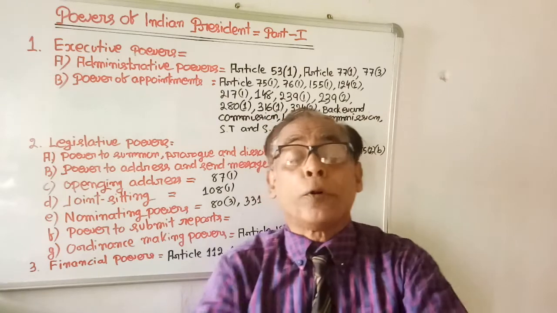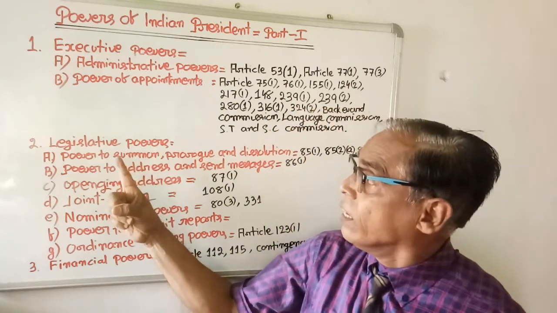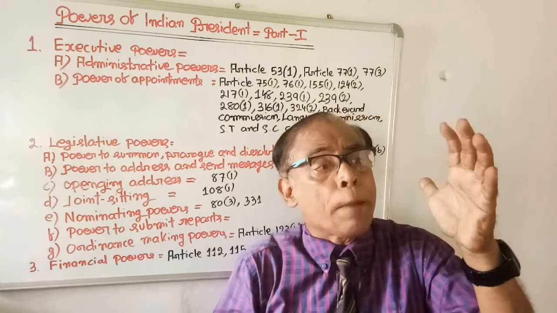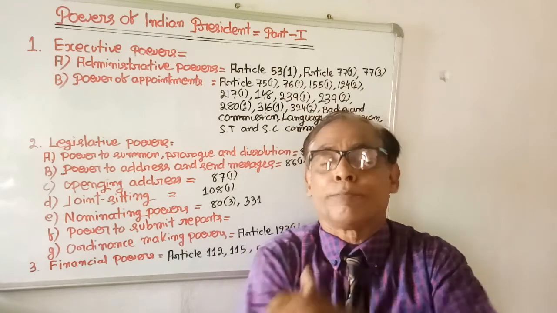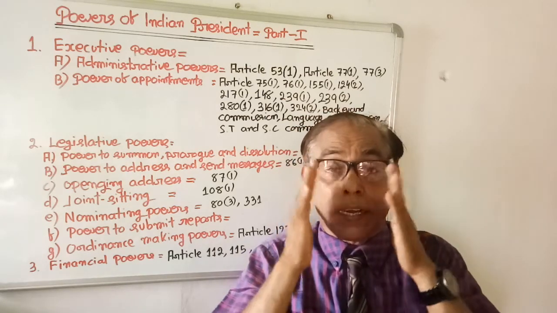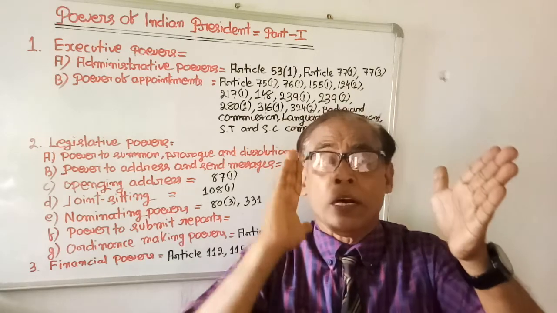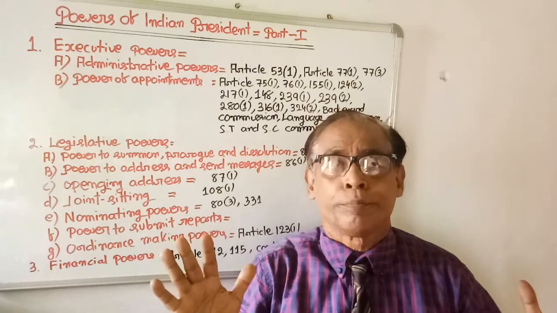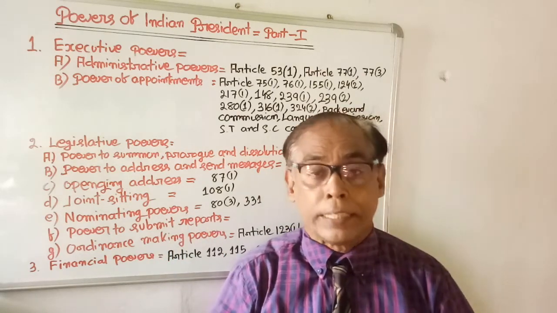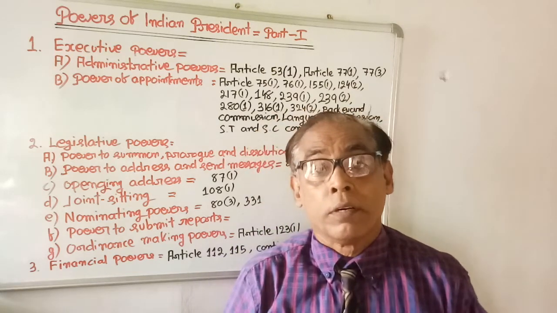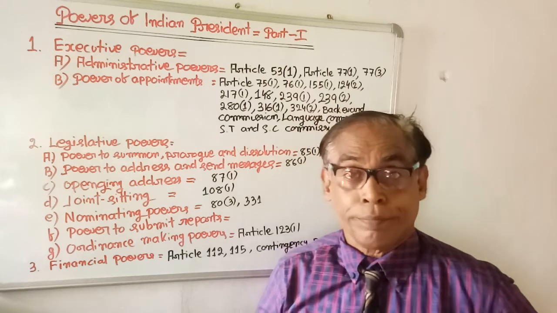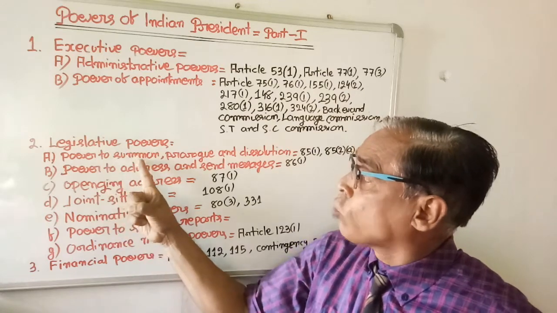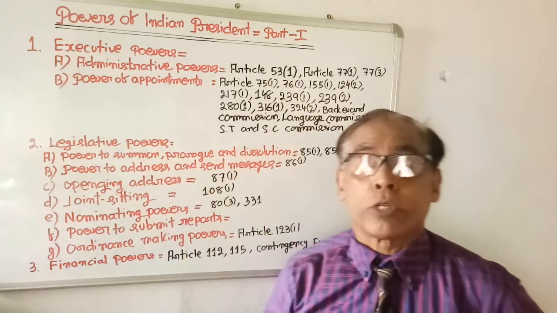Then the second important power of the Indian President is the legislative power. Under Article 79, the President is a part of the Union Legislature. The Union Legislature of India consists of the Lok Sabha, Rajya Sabha and the President. As part of the Union Legislature, the President has some legislative powers. The first legislative power of the President is the power of summon, prorogue and dissolution.